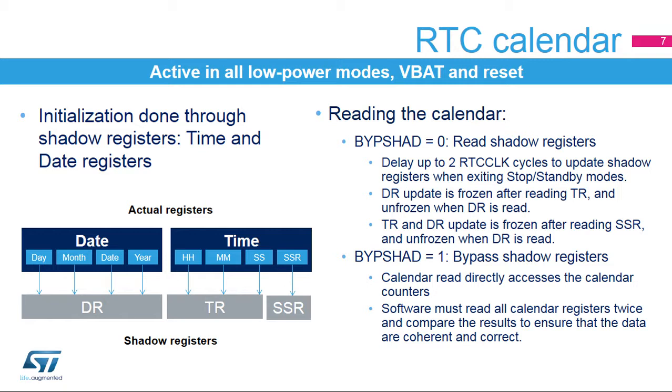When the bypass shadow registers control bit is set, the actual calendar registers are read directly. The advantage of this mode is that there is no need to wait for the synchronization delay. The disadvantage is that the read values can be false or not consistent due to synchronization issues, so they must be read twice and compared with previous read values to ensure they are correct and coherent.